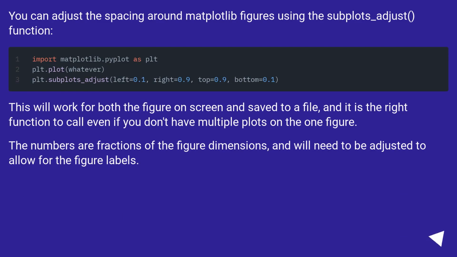You can adjust the spacing around matplotlib figures using the subplots_adjust function. This will work for both the figure on screen and save to a file, and it is the right function to call even if you don't have multiple plots on the one figure. The numbers are fractions of the figure dimensions, and will need to be adjusted to allow for the figure labels.